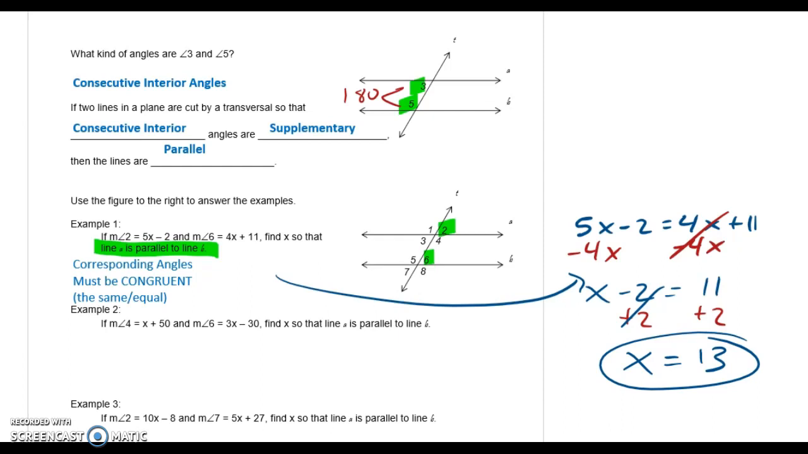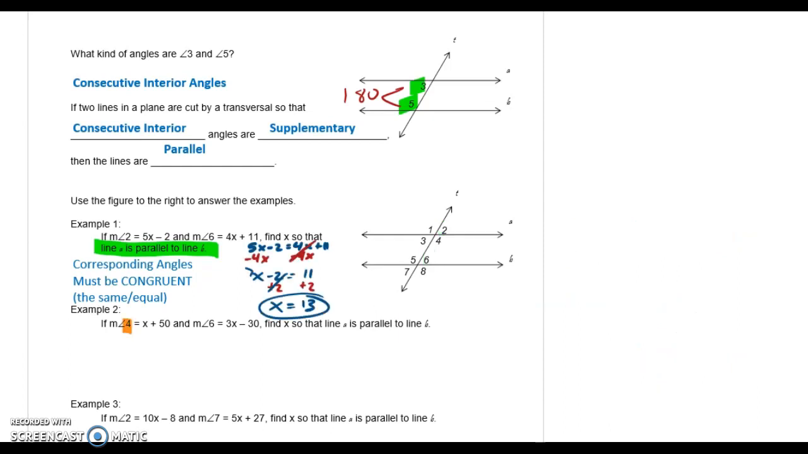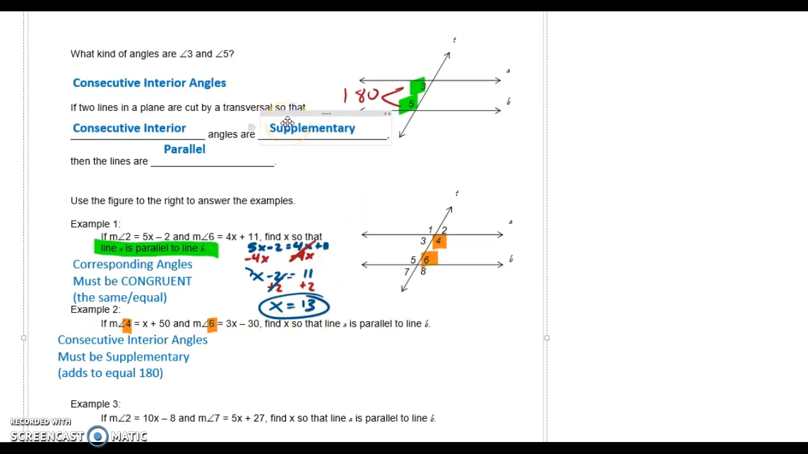2. So now example 2 is dealing with angle 4 and angle 6, and we want to make the lines parallel again. 4 and 6, those two angles are consecutive interior angles, and we know that consecutive interior angles, if the lines are parallel, must be supplementary, which means they add to equal 180. So let's go ahead and solve this one off to the side.